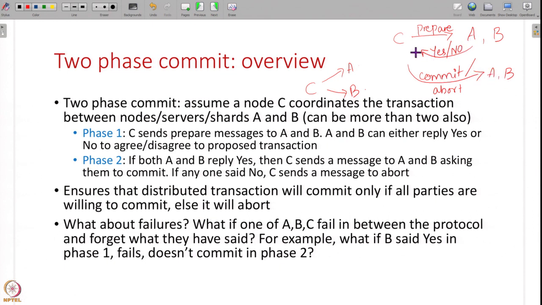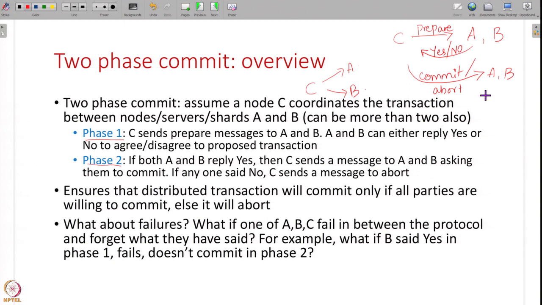Then if they voted yes in the first phase, they must go ahead and commit the transaction, because everybody else is ready now. Everybody should jointly commit the transaction. So, these are the two phases in the two phase commit protocol, and this will ensure that for a distributed transaction, either all of them will commit or the transaction will be aborted, nothing will happen.